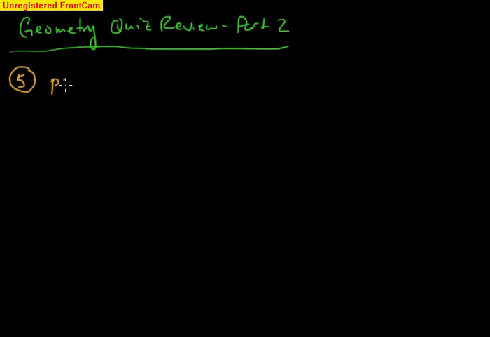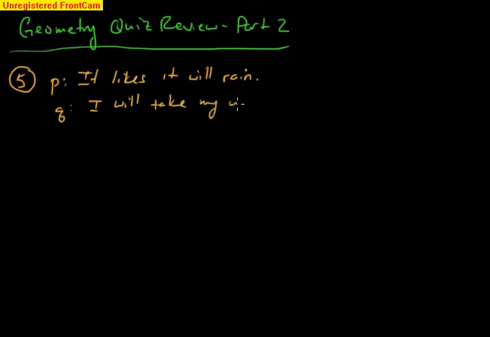So if I tell you that P is, it looks like it will rain. And if I tell you statement Q is I will take my umbrella to work. And I tell you, here is the statement in symbols, and I want you to write me the conditional that is represented by this statement.